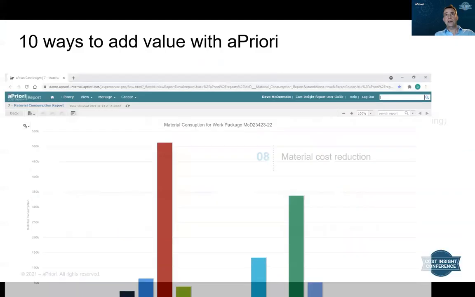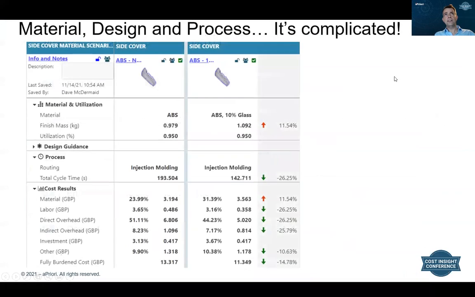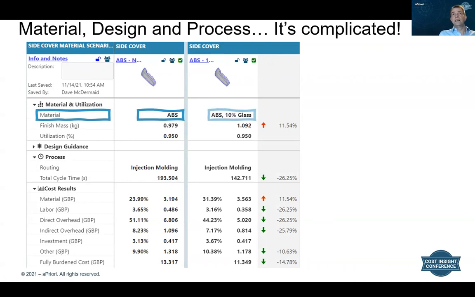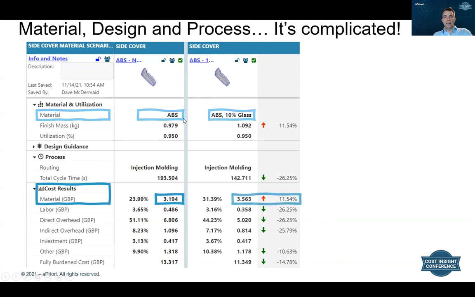But it's slightly complicated. Here's an example of two design options that we were exploring. The left-hand component, the original component, we planned to be made in basic ABS, and the other one is one with a glass fill in it. Now we chose ABS for the original design because it's cheap material. The glass one is 11.54% more expensive. So this sounds like it's going in the wrong direction from a design to cost perspective because the material spend is higher.